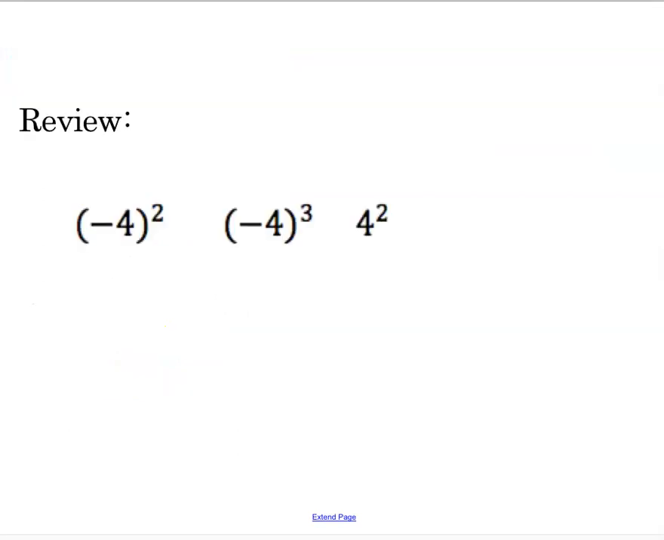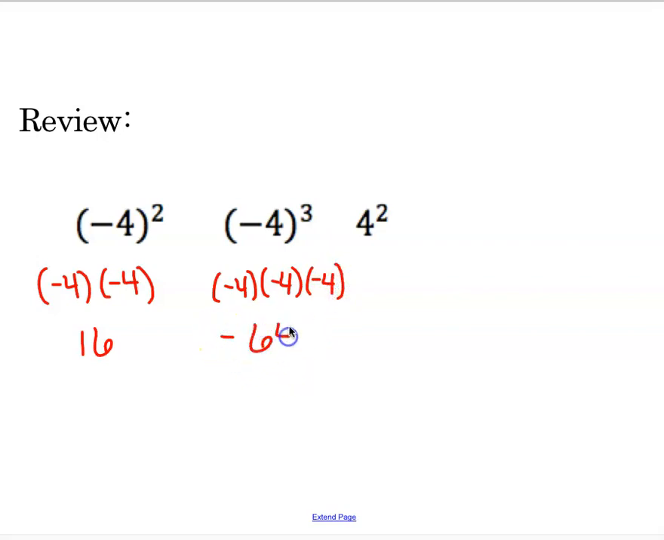you're done. I just want to start with a review of exponents that we talked about this year. Remember, if you have the negative in parentheses, -4 to the second power would be -4 times -4, which is 16. -4 to the third power, same thing. It's -4 times -4 times -4. In this case, it's -64. And the last example, 4 to the second power, would just be 4 times 4, or 16. Okay, that is just an example of what we did in terms of exponents this year.